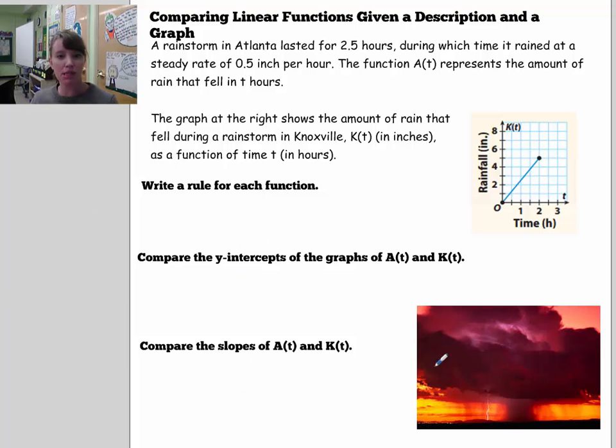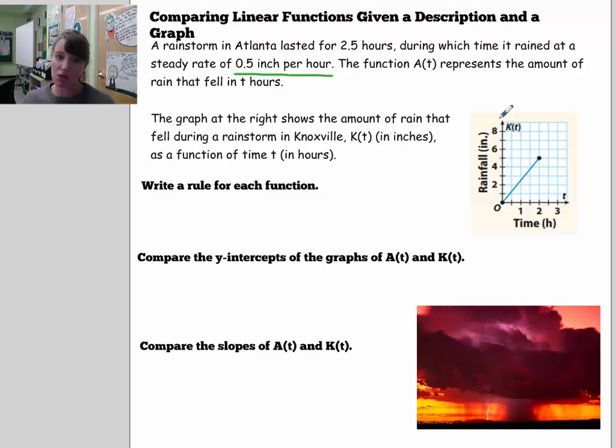Given this word problem, let's see. This is comparing linear functions given a description and a graph. So a rainstorm in Atlanta lasts for 2.5 hours, during which time it rained at a steady rate of ½ an inch per hour. The function A of t represents the amount of rain that fell in t hours. The graph on the right shows the amount of rain that fell during a rainstorm in Knoxville. So in two different areas, Atlanta and Knoxville. K of t, so it looks like K for Knoxville, t, shows the amount in inches as a function of time in hours.